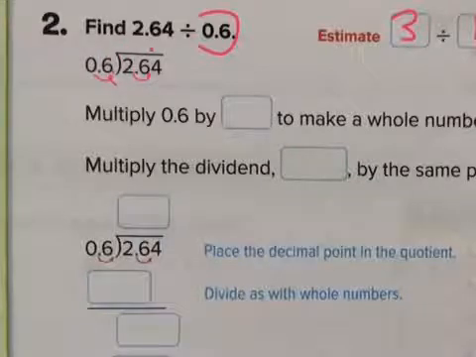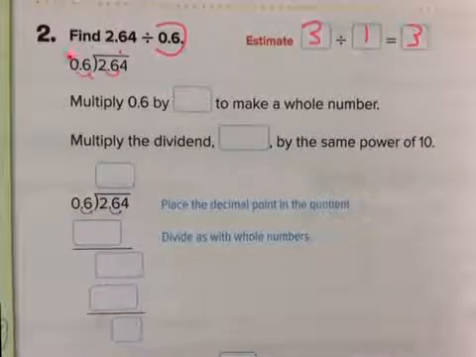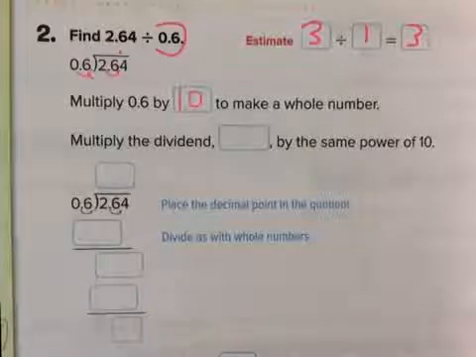You have none, but you don't have to write the 0 down. And then how many 6's are in 26? You know it's 4, so your first number here would be 4. But the way the textbook explains it is that we have to multiply this number by 10 in order to make it a whole number.